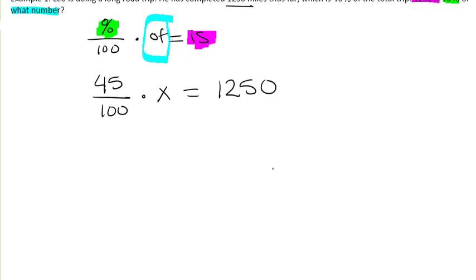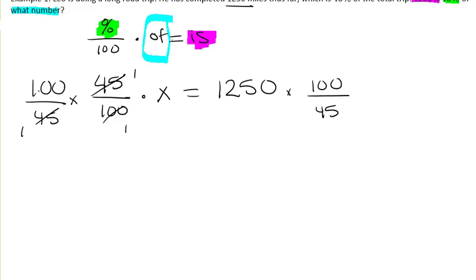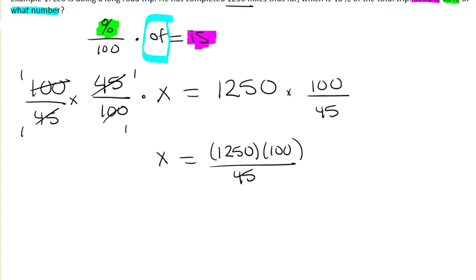So how we can solve for this is we want to get x by itself, so we're going to multiply this by its reciprocal, because then this just becomes 1. And we have to do it on both sides. So this becomes 1 and this becomes 1. So now we're left with x equals 1,250 times 100 divided by 45.